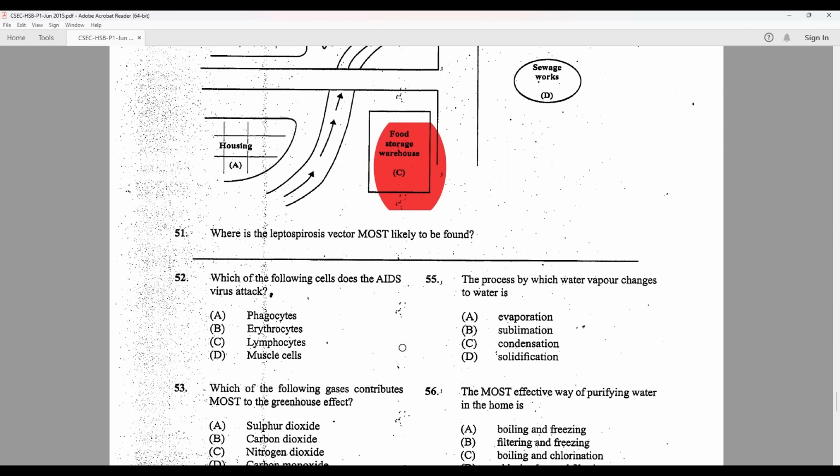52. Which of the following cells does the AIDS virus attack? We know they attack white blood cells, but the best answer they give us is phagocytes, which is a form of white blood cell. Erythrocytes, those are red blood cells. Lymphocytes, another type of white blood cell. And muscle cells, well, muscle cells are just muscle cells. So which one do they attack? They attack the ones that produce antibodies, which is the lymphocytes. So 52, the answer is C.